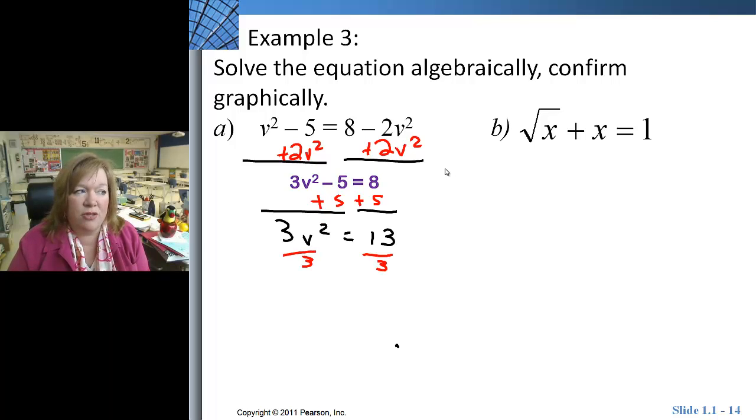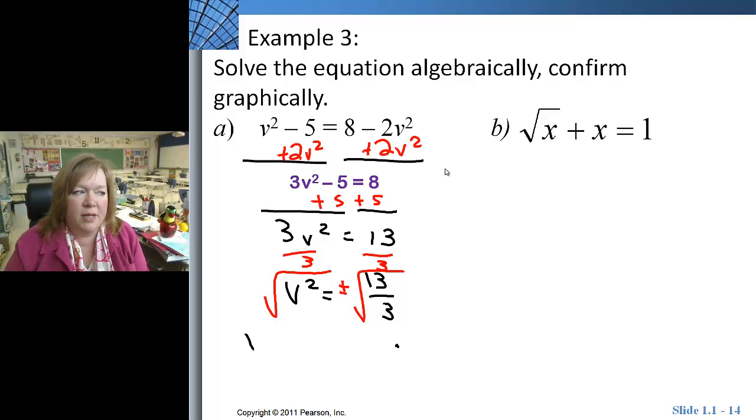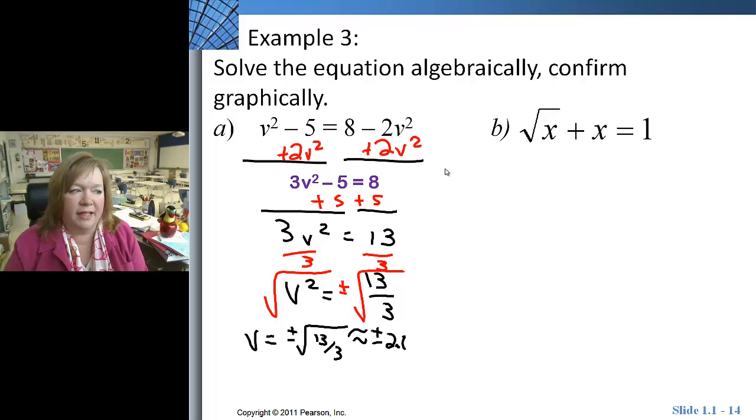So when I divide by 3, I'll get v squared equals 13 over 3. Then in order to undo the square, I just take the square root of each side. So I end up with v equaling positive or negative square root of 13 over 3. Yes, you can rationalize and so on and so forth, but let's just go ahead and find the decimal for that because we're going to be confirming using our graphing calculator. So that's approximately positive or negative 2.08.